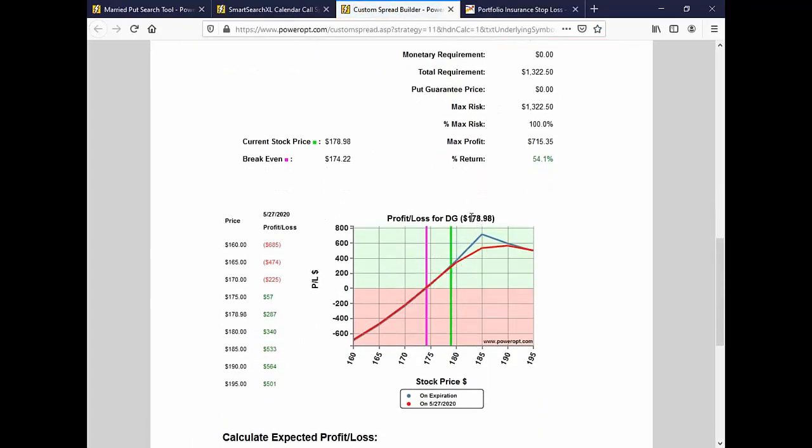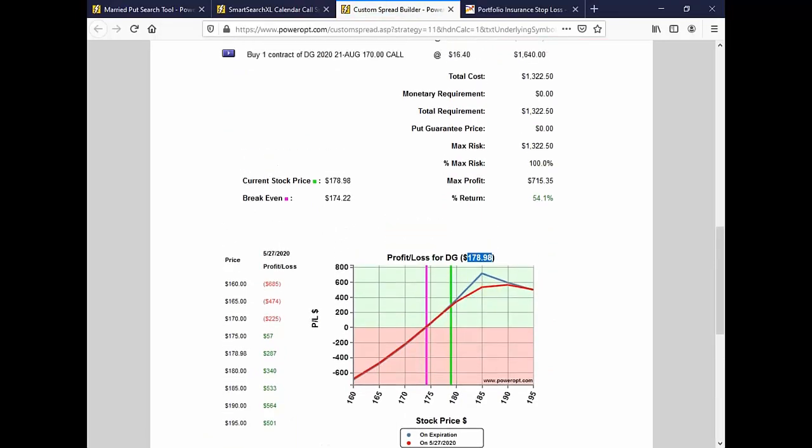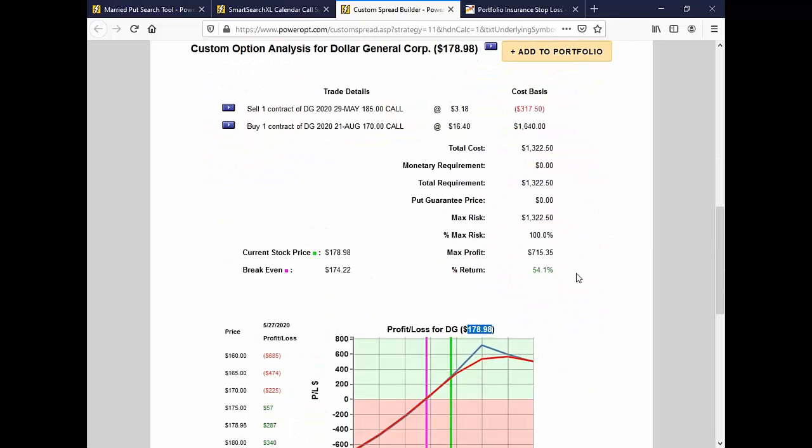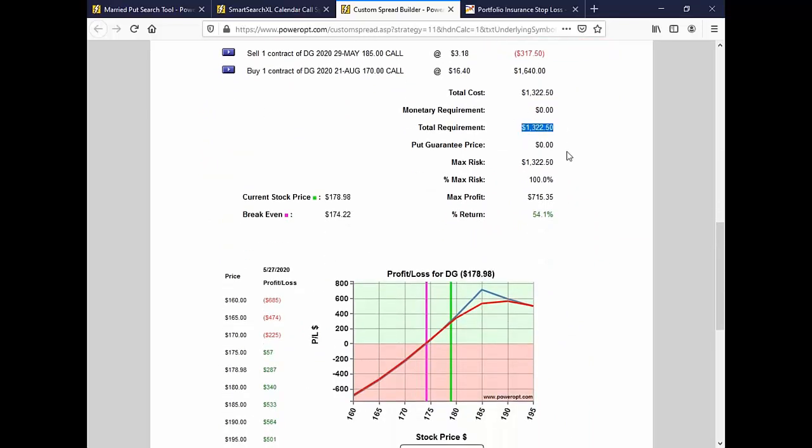I might want to be a little bit closer. The 180 might be closer to the position, but that didn't come up in my criteria. The 185 did. All right, so my net debit is what? $13.22. I'm going to pay $1,322 per contract to enter this diagonal spread. My strike difference is 15. Okay, so I've got a $15 strike difference between our 170 bought call and our 185 short.